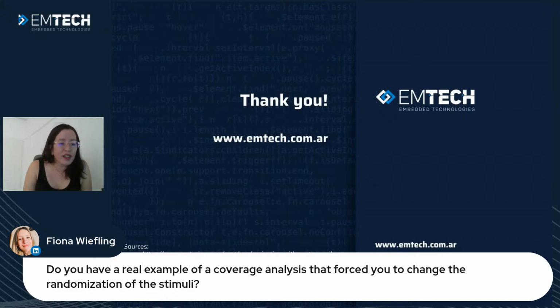Okay, do you have a real example of coverage analysis that forces you to change the randomization of the stimulus? A typical problem is when you are trying to use DSP and you have some kind of saturation process or maximum, or the filtering, where a uniform distribution is not the best option. The way to find that problem is reviewing the coverage. And the way to resolve that problem is using constraints in the randomization of the inputs.